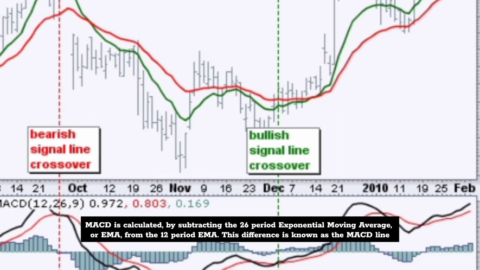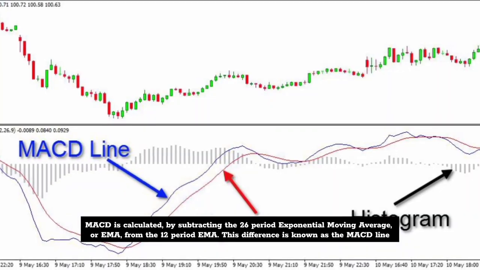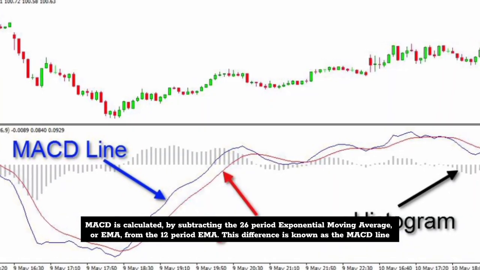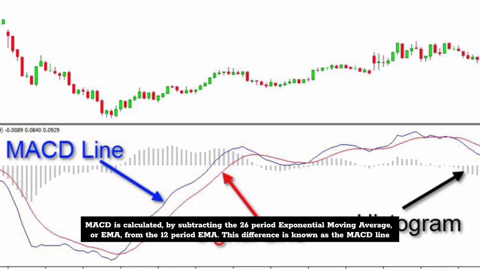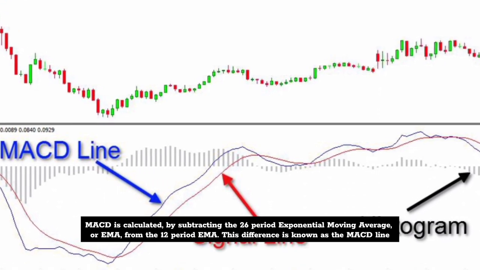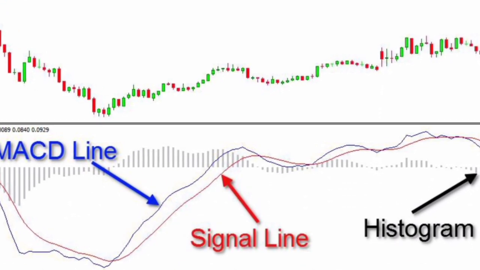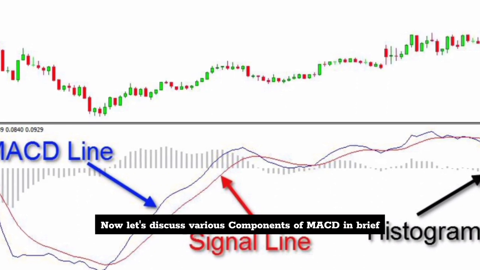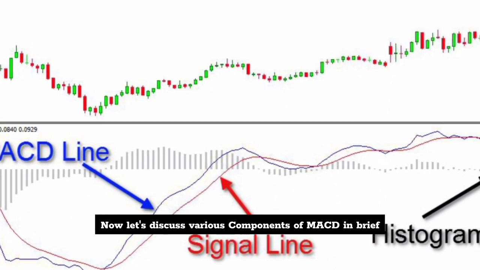MACD is calculated by subtracting the 26-period exponential moving average, or EMA, from the 12-period EMA. This difference is known as the MACD line. Now let's discuss various components of MACD in brief.